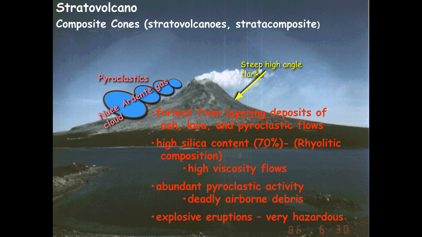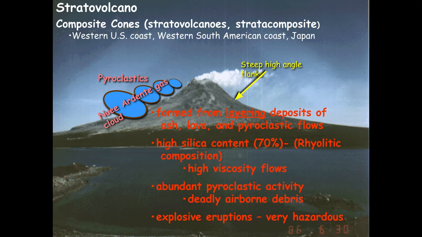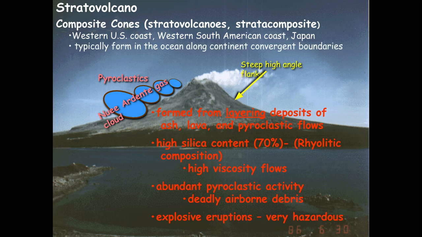Composite cones, again, composite cones are very common along the western U.S. coast. This would be the Cascade Mountain Range, in which there are at least 10 or more stratocomposite volcanoes comprising the Cascade Mountains, in which one of them was Mount St. Helens in the southwestern part of Washington State, and then the western South America coast, and of course Japan. The island of Japan houses a few of these big composite cones.